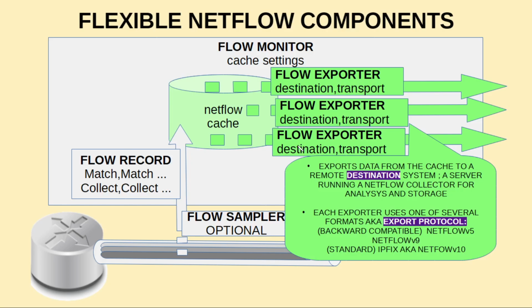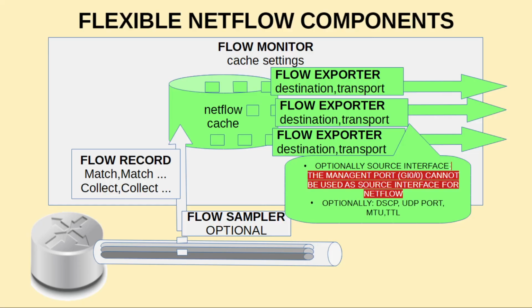Next component, exporters. We may have several exporters. Exporters answer the question, to what IP address are we going to send flow packets, and what export protocol are we going to use? Within the exporter, we can configure several settings for the packets that we are going to send to the collector, for instance, the DSCP, UDP port, MTU, TTL, or source IP address using the source interface. Notice that we cannot use the management port as source interface.